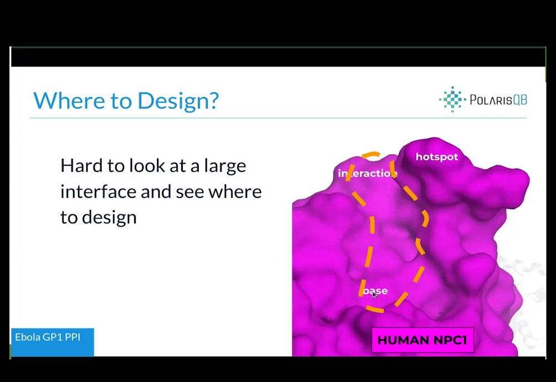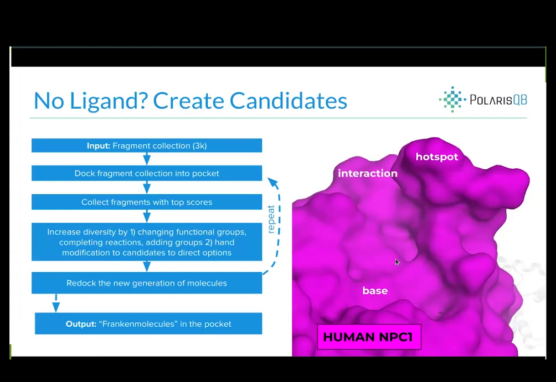So we wanted to make this program that builds a series of templates into the pocket, and this allows us to quickly generate options and test them. So we start with a fragment collection of 3,000 fragments. These fragments are of small molecules, and then we dock each of the fragments all around the binding pocket. And then we collect the fragments with the top scores, and we increase the diversity of the fragments by changing the functional groups and growing them into small molecules by combining the most favorable docked fragments.